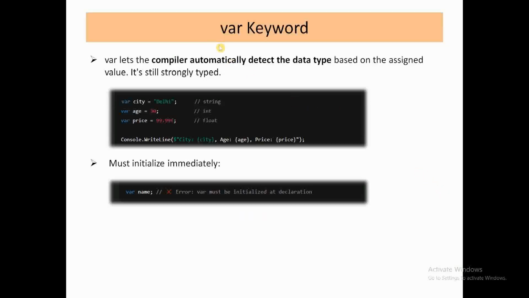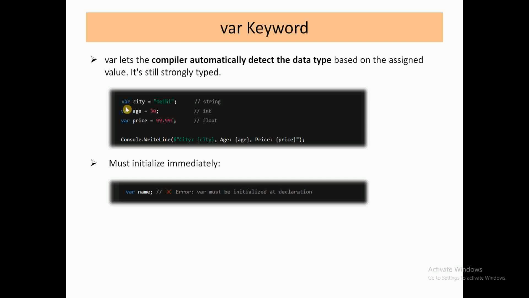Next one, we have the var keyword. Var lets the compiler automatically detect the data type based on the assigned value. It's still strongly typed. If we want to use this keyword, we can put any kind of value into it, like integer, string, character, or boolean value. It will accept all kinds of values. And one more thing is that it automatically detects the data type which we are storing into the var keyword.